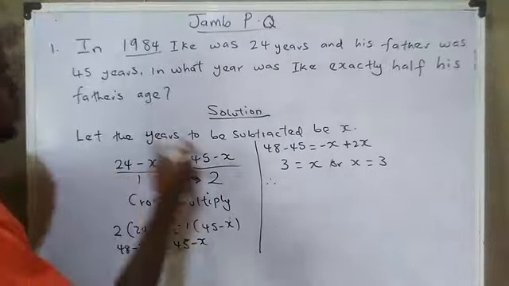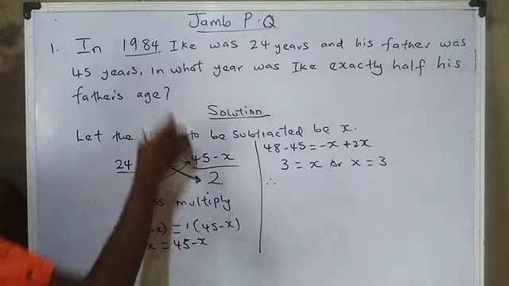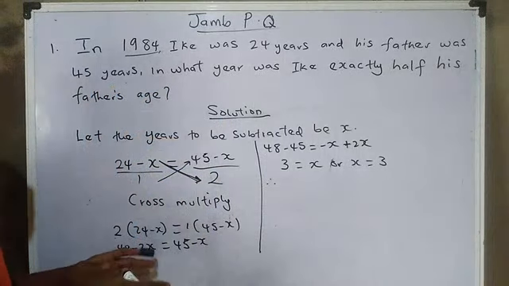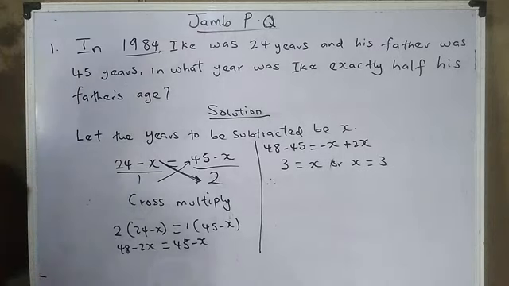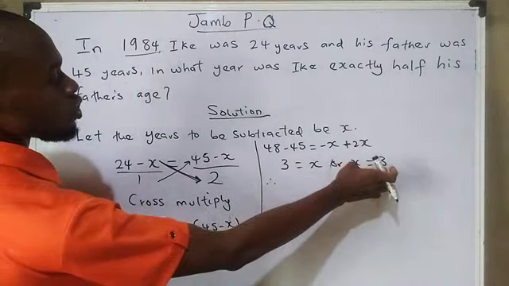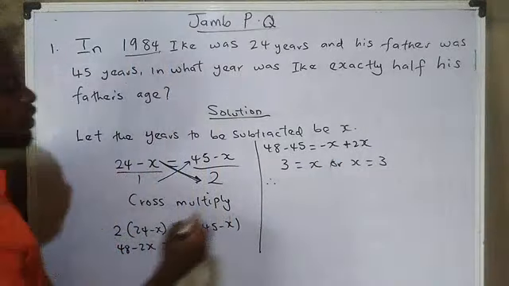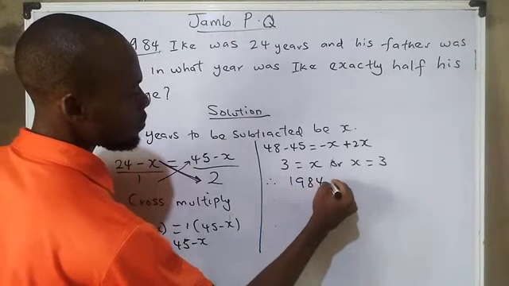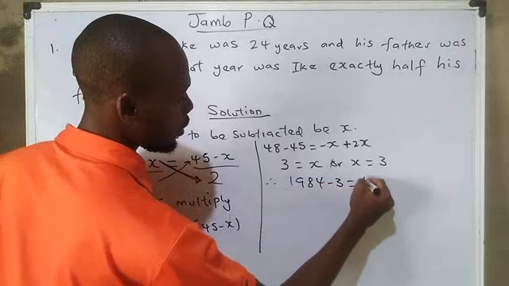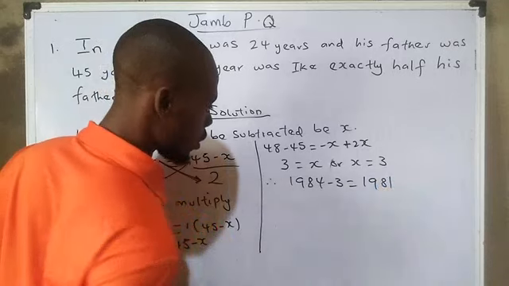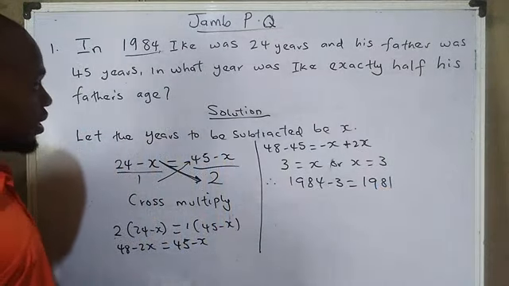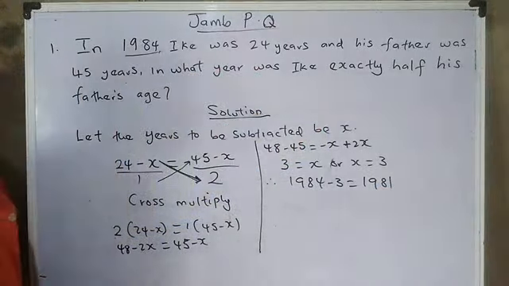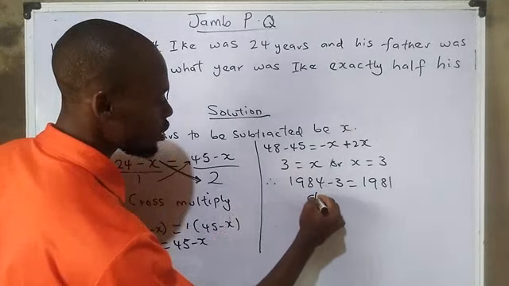So now we want to get the year in which Ike's age will be exactly half of his father's. That means we are just going to subtract 3 years from the year we are having here. Therefore, that will be 1984 minus 3, and the answer will be 1981. So, what we are saying here is that in the year 1981, Ike's age will be exactly half of his father's. We might want to check that.